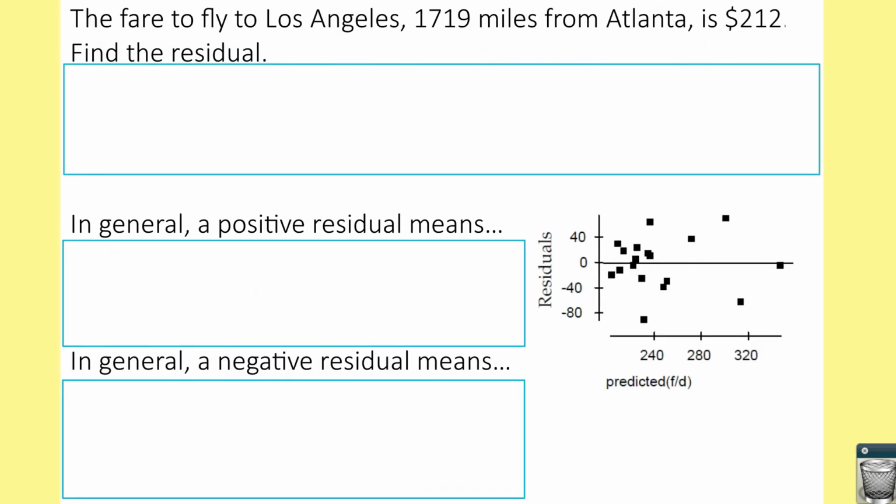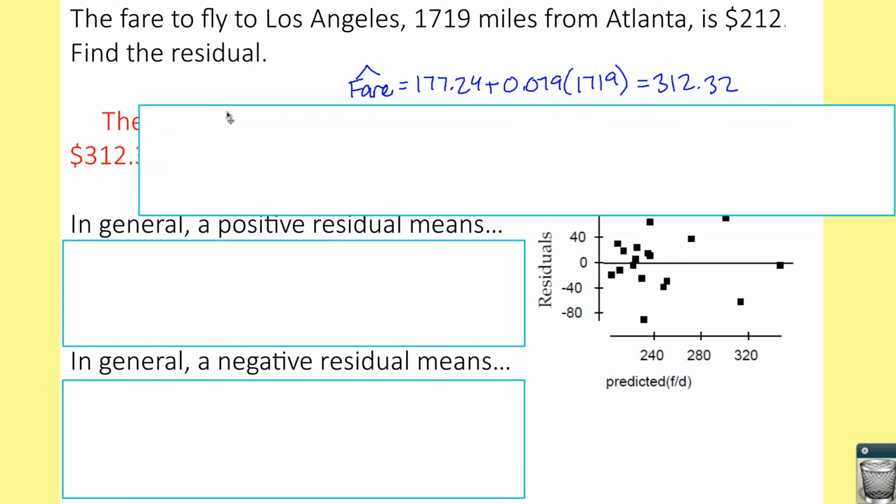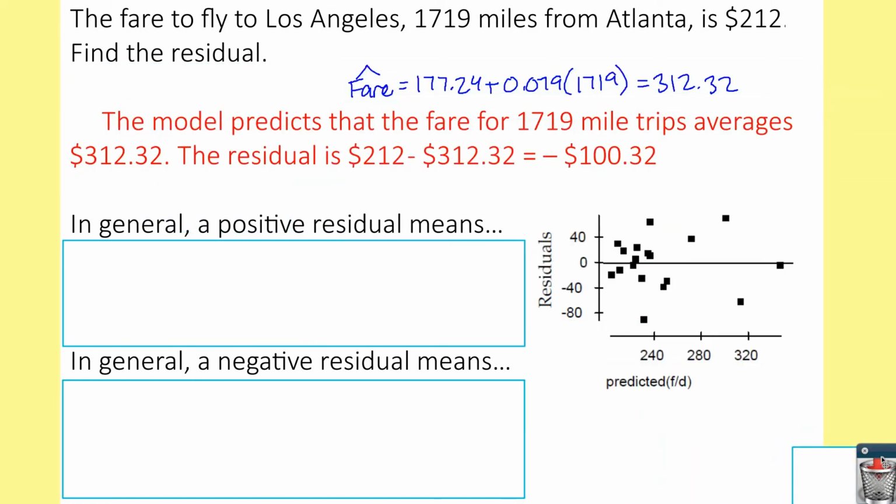Okay, so let's talk about how to find it. Well, if I travel 1,719 miles, it's $212. The residual has to do with your predicted value. So first find the predicted value, okay? And then, if I had used just my equation, I would have predicted it cost me $312. So the residual is what it actually was minus the predicted.